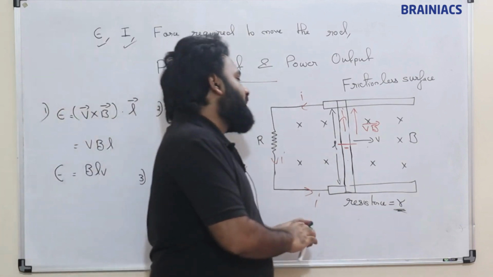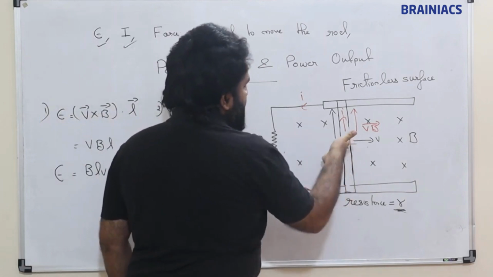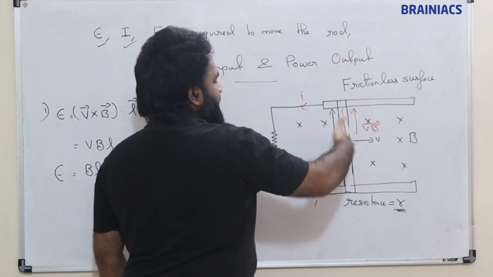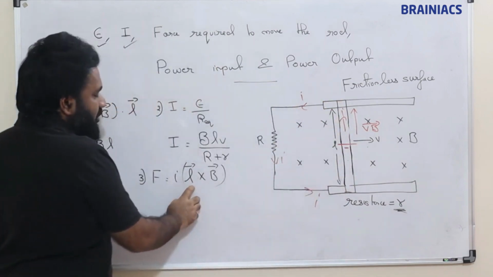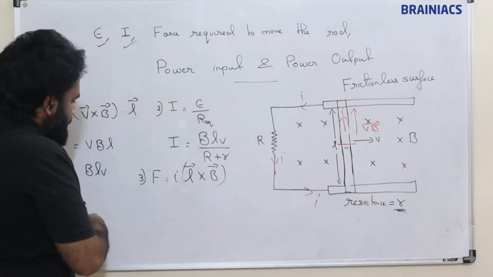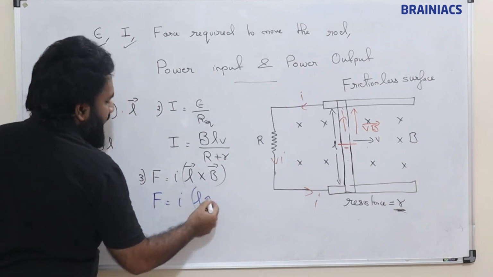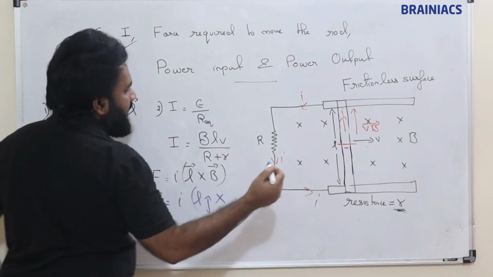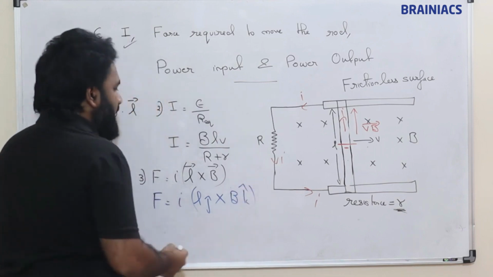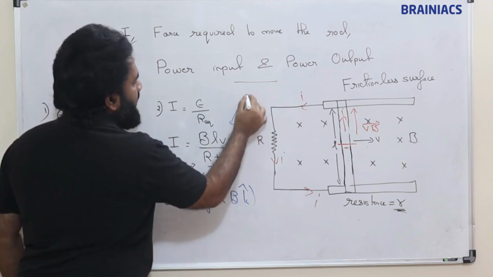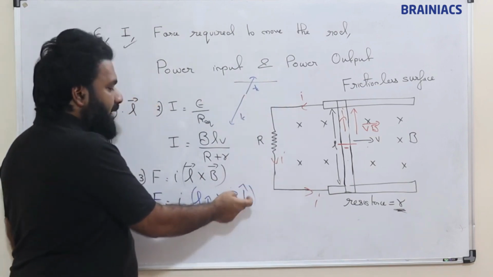So if we consider the current carrying conductor, this L vector has a direction now. This is the direction of L, and the direction of B is inside. This is the direction of current, and this is the direction of the magnetic field. The magnetic field is going inside, and the current direction is this. So I can say the direction of L is upwards. Can I write it this way? F is equal to I into L J, L vector is L J, cross, and what is the direction of B? B is K. Likewise, if outwards we take K, then inward is going to be minus K.